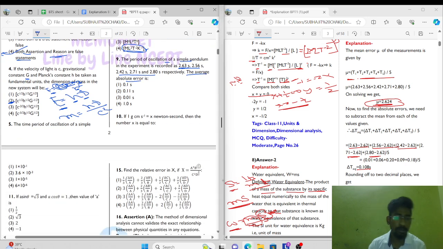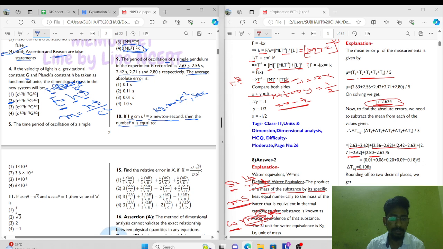Okay, moving on to question number 10. 1 gram centimeter second inverse equals x Newton second, then the number x is equal to what? First of all, have a look at this. 1 gram centimeter second inverse. Newton, I think you know, is equal to kg meter second to the power minus 2. And this is second.